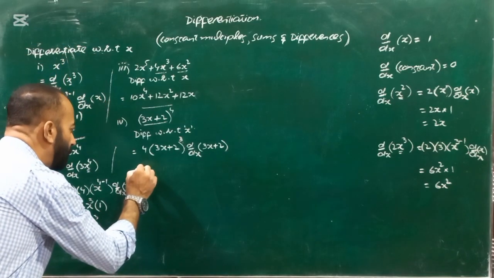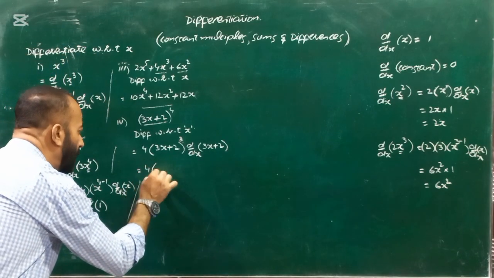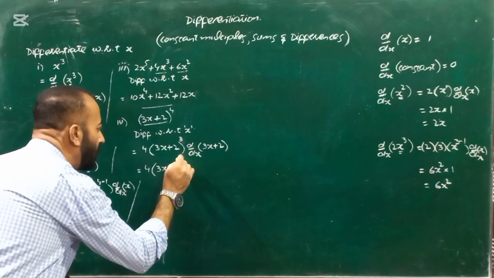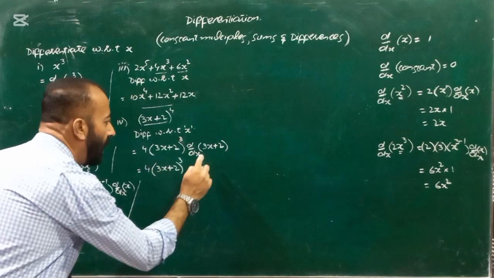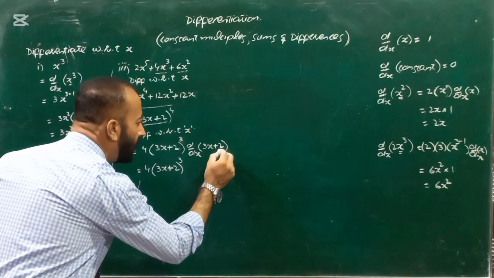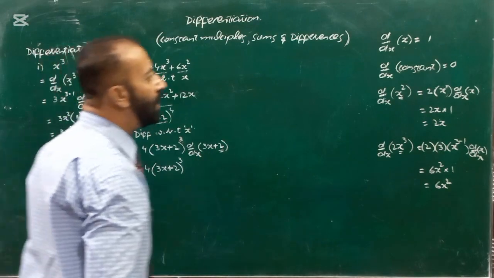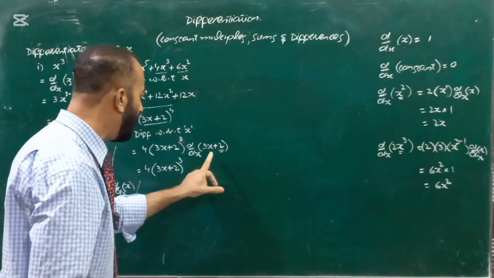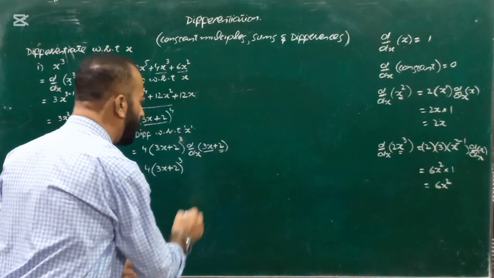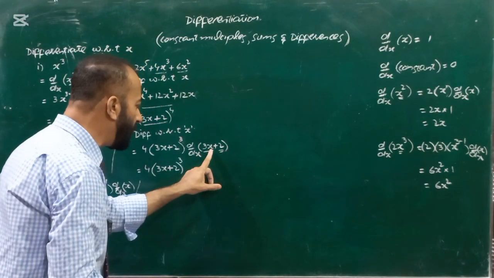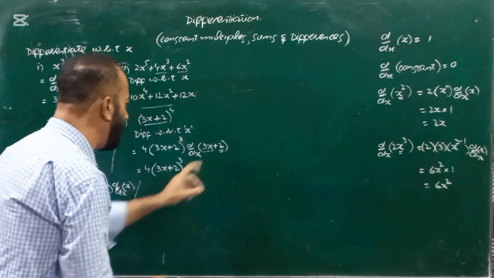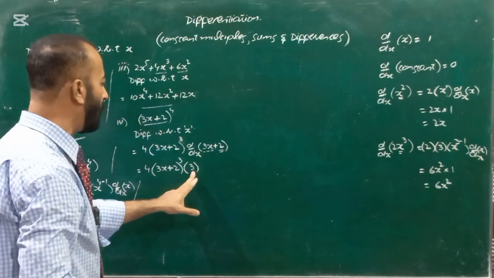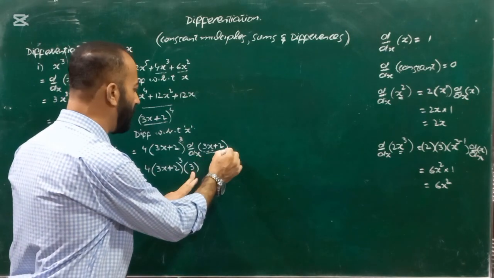Now we will proceed further. So 4 into (3x plus 2) raised to the power 3 as it is, and the differential of this thing. Look now, this is a constant value. The differential of any constant value is 0, so it will be 0. And here the differential of x will be 1, so 3 will be left. This is the differential of 3x plus 2.